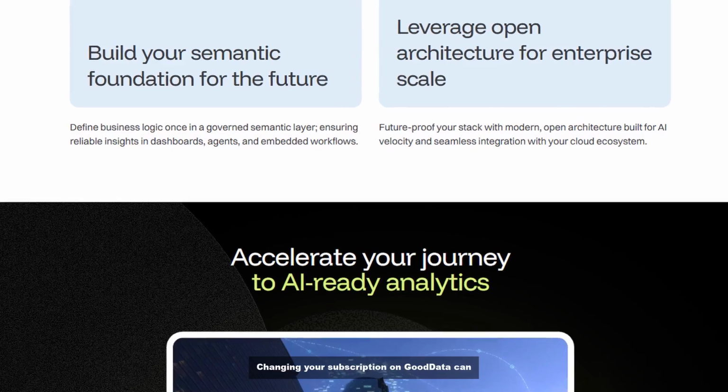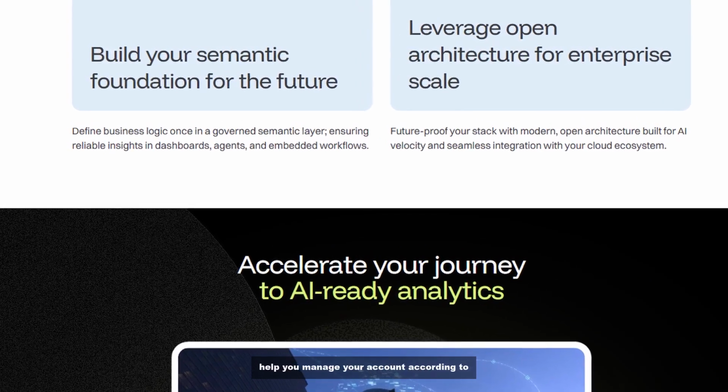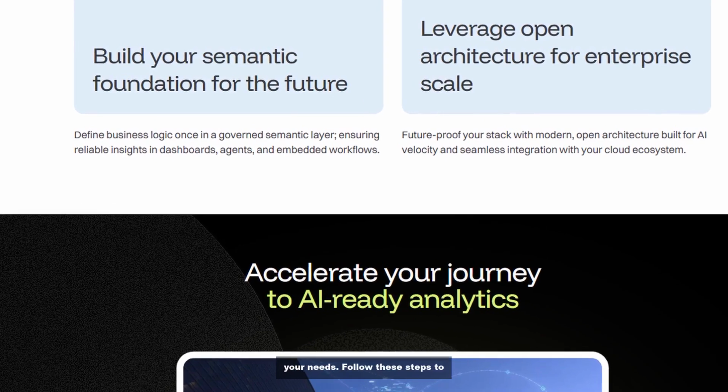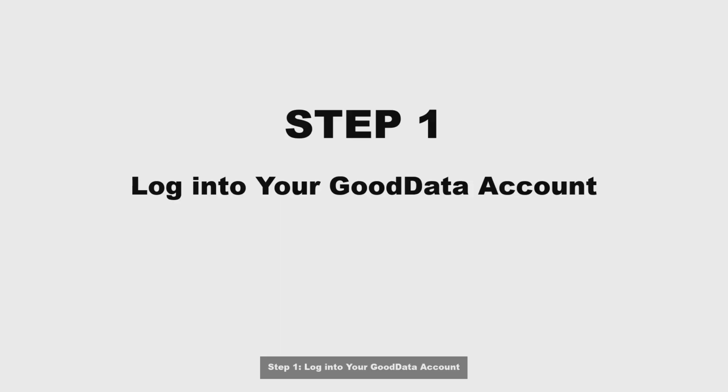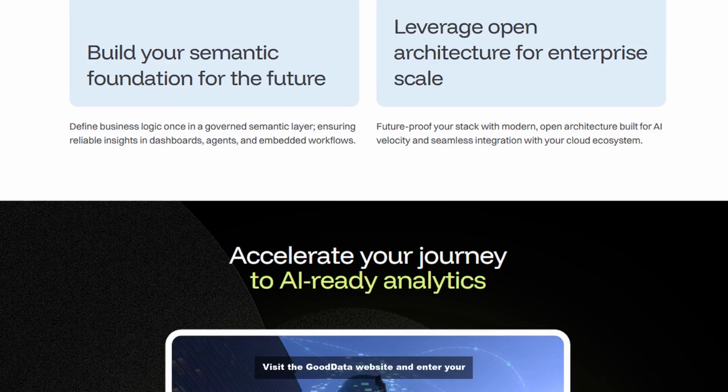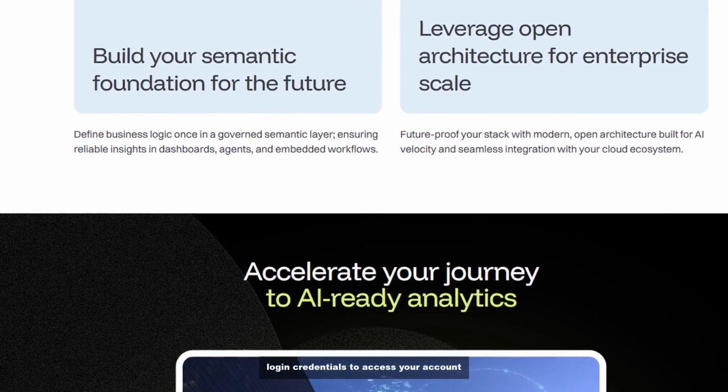Changing your subscription on GoodData can help you manage your account according to your needs. Follow these steps to successfully modify your subscription. Step 1. Log into your GoodData account. Visit the GoodData website and enter your login credentials to access your account dashboard.